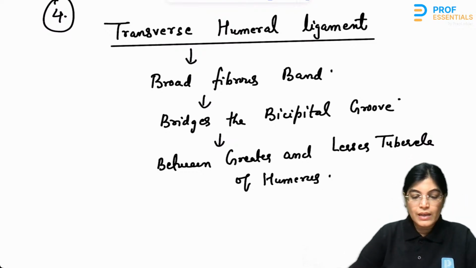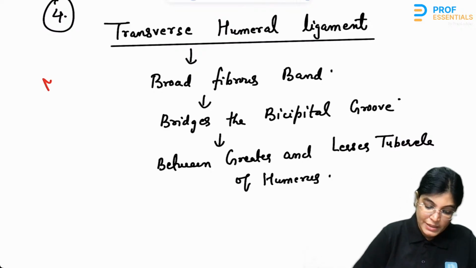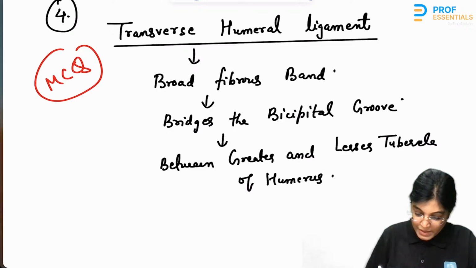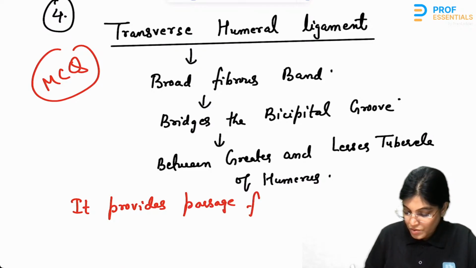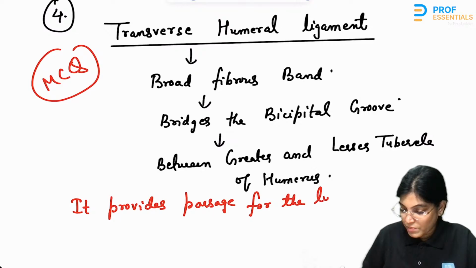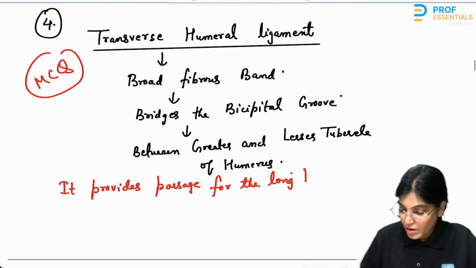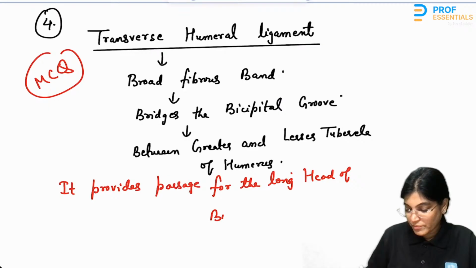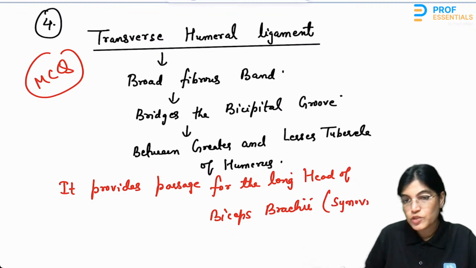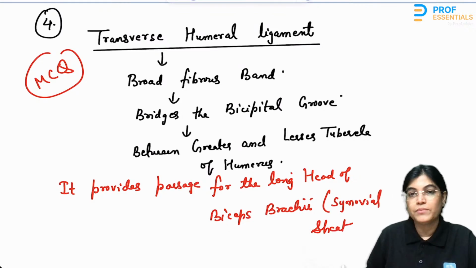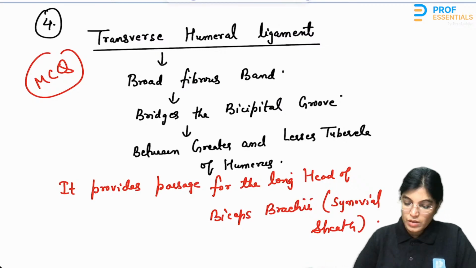So basically, it provides a passage for the long head. An important point for MCQ is that it provides passage for the long head of biceps brachii, which is covered by a synovial sheath, which we have already seen in the diagram. Okay, so done with this.